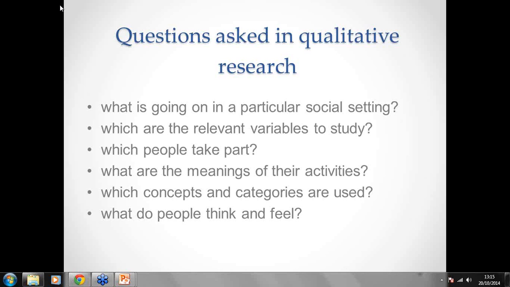So one of you's come back with the answer that you want to do what people think or feel. So that's going to be very much coming from a qualitative perspective. You can't test that. You can't put a randomized control trial into that question. If you're asking somebody how they think or how they feel about something, it's going to be a qualitative perspective. It's going to come from the qualitative paradigm.